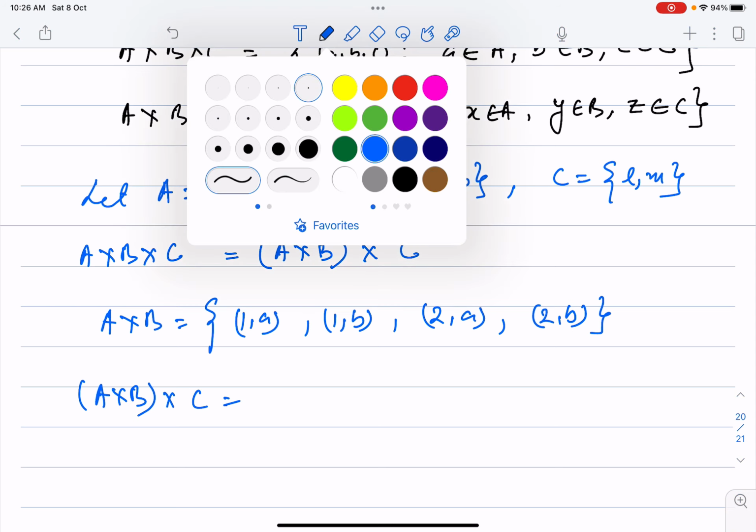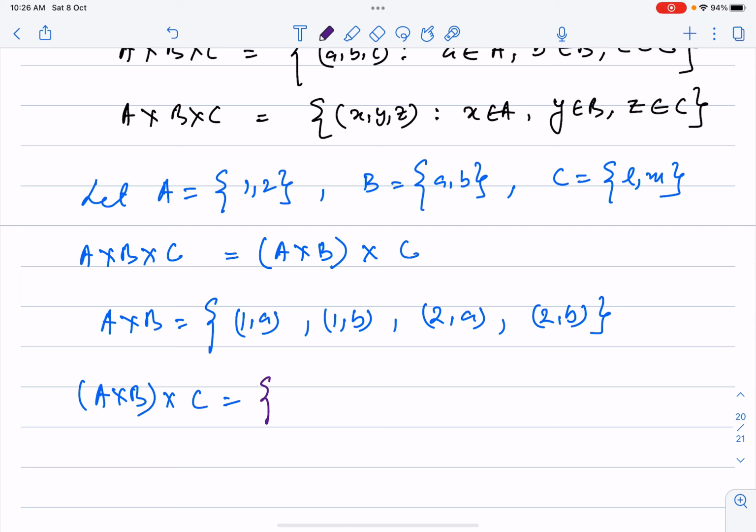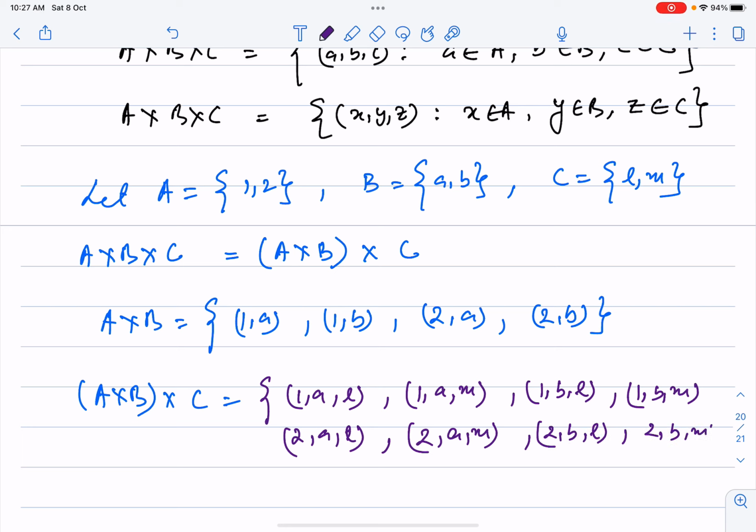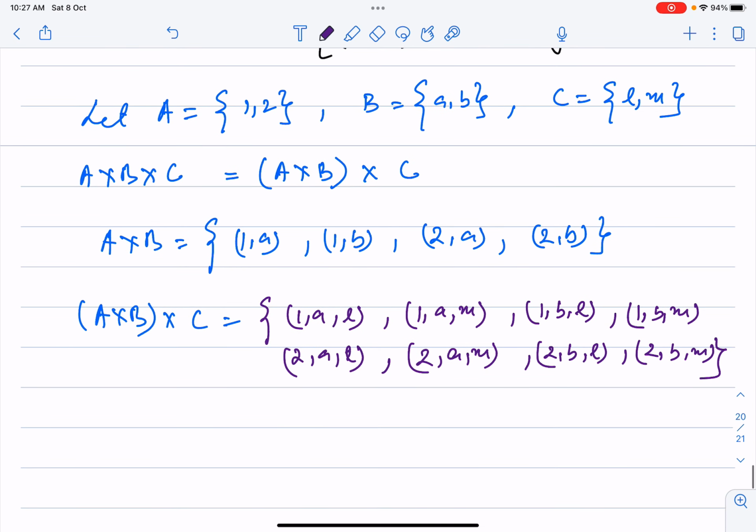So let me write all these sets. First let me finish the a ones. (1, a, l), (1, a, m), (1, b, l), (1, b, m), (2, a, l), (2, a, m), (2, b, l), sorry, (2, b, m). So there are 8 ordered triples, right?